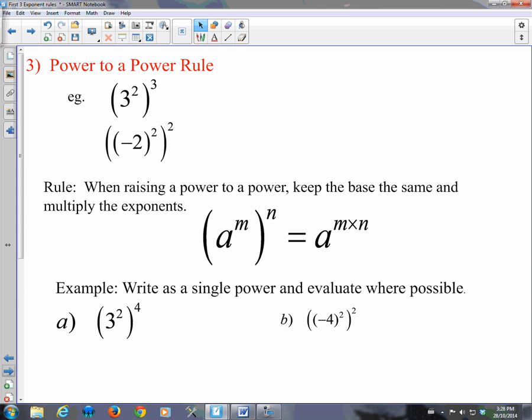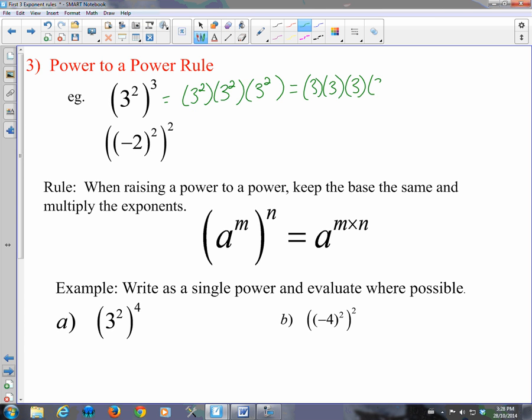If we have a power to a power, 3 squared to the exponent 3 would mean I have 3 squared times 3 squared times 3 squared. 3 squareds 3 times. And then each 3 squared is 2 3's. So then each 3 squared means 3 times 3. So for a grand total, I would be multiplying 3 times itself 6 times.